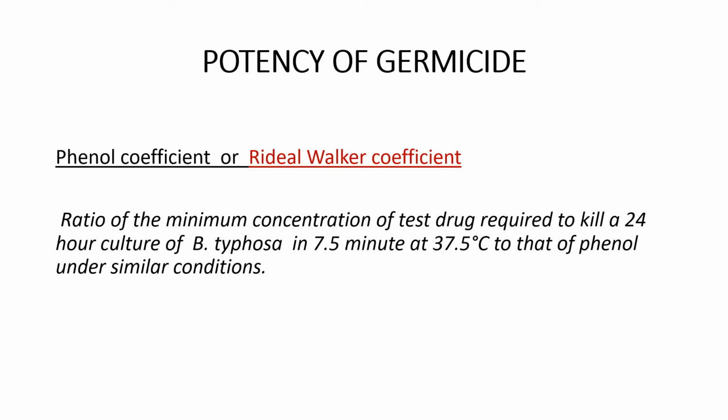The potency of a germicide is measured in terms of phenol coefficient or Riedel-Walker coefficient. This is the ratio of the minimum concentration of test drug which is required to kill a 24-hour culture of typhoid bacilli in 7.5 minutes at 37.5 degrees centigrade to that of phenol under similar conditions. So we are comparing the potency of the test drug with that of phenol under standard conditions, and this is called phenol coefficient, which is used as a measure to describe the potency of a germicide.